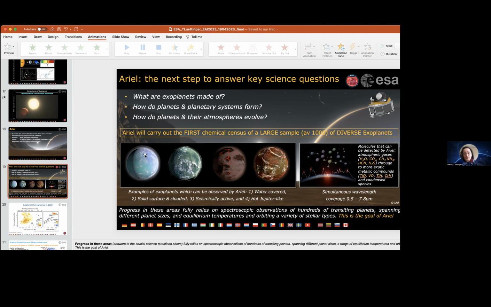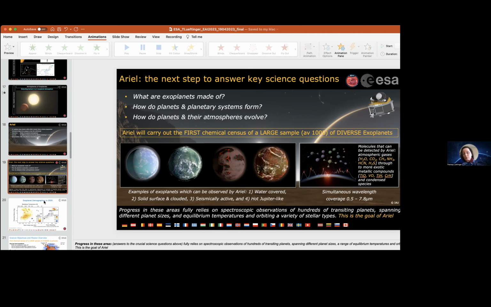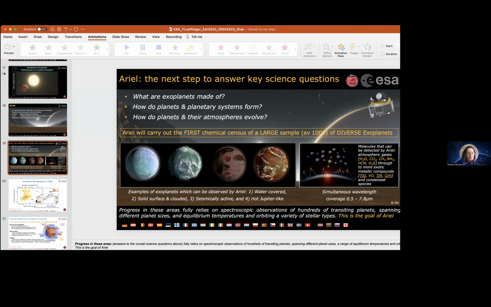So if we want to progress in these areas, we fully rely on spectroscopic observations of hundreds of transiting planets that span different planet sizes and equilibrium temperatures and orbiting a variety of stellar types. So I've mentioned at the beginning already, we do face a lot of variety in space out there, what kind of exoplanets are out there to be found. And we really want to get them all, and we have to decide in the next few years which planets, what number of which planets we want to really observe in the end to get the best possible science out of the mission and for exoplanet research.